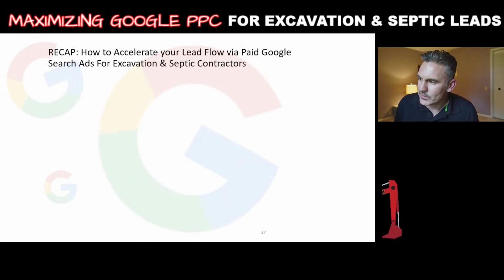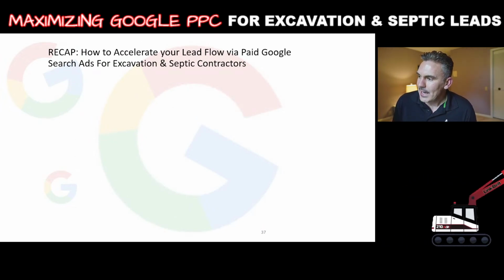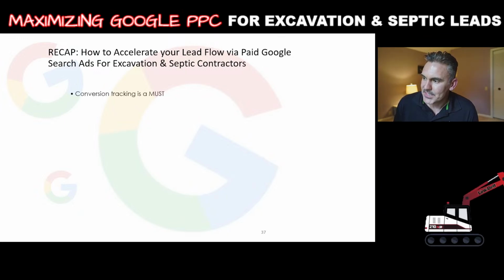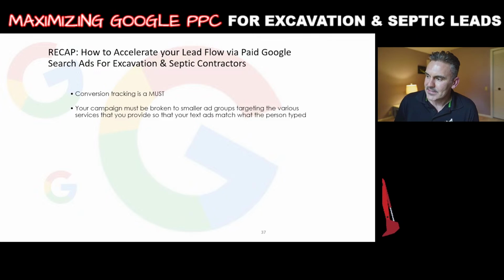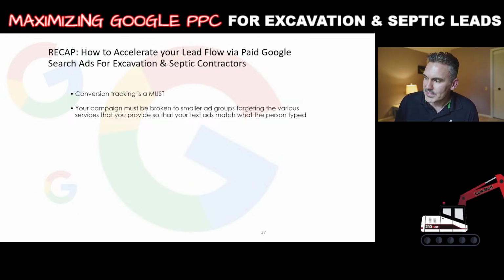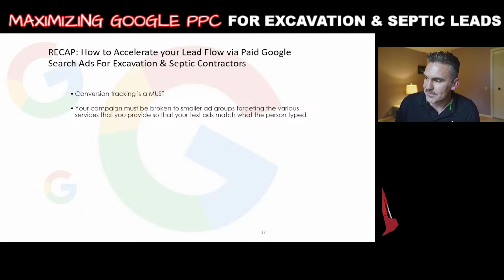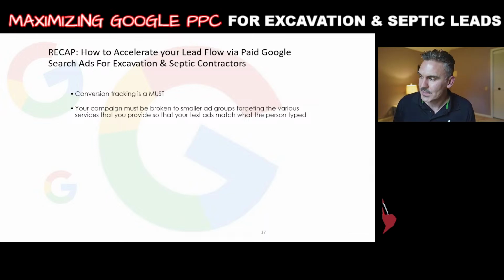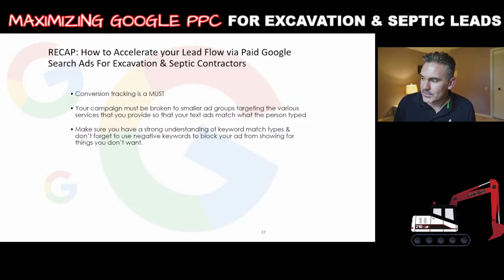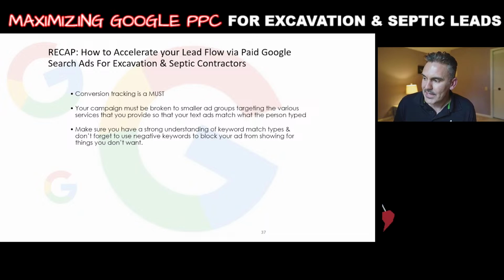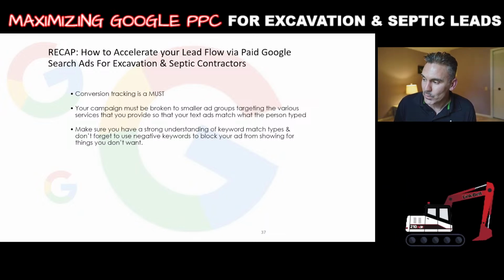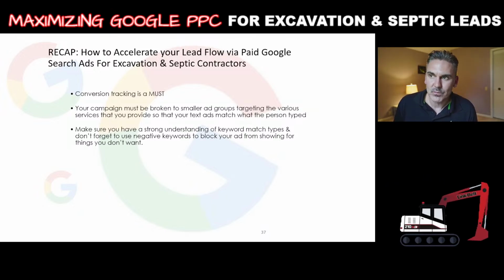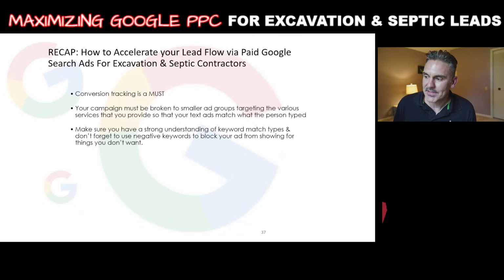So I'll give you just a quick little recap of where we're at. So how to accelerate your lead flow through paid Google search ads for excavation and septic contractors. Conversion tracking is a must. Your campaign must be broken into smaller ad groups targeting the various services you provide so that your text ads match what the person typed in. Make sure you have a strong understanding of keyword match types, and don't forget to use those negative keywords to block your ad from showing for things that you don't want. That will really eat up an ad budget if you don't have that in there.